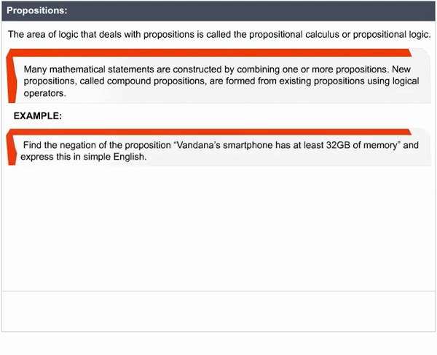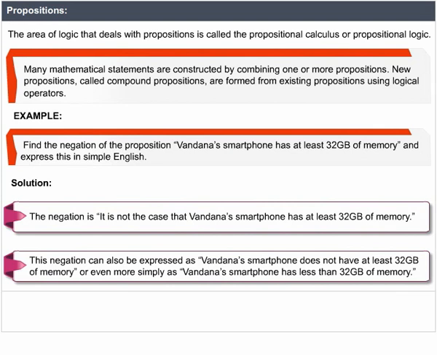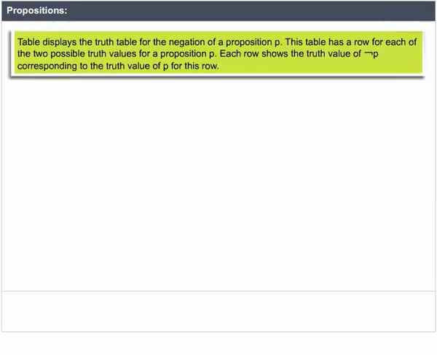Example: find the negation of the proposition "Vandana's smartphone has at least 32 GB of memory" and express this in simple English. Solution: the negation is: it is not the case that Vandana's smartphone has at least 32 GB of memory. This negation can also be expressed as Vandana's smartphone does not have at least 32 GB of memory, or even more simply as Vandana's smartphone has less than 32 GB of memory. The table displays the truth table for the negation of a proposition P.